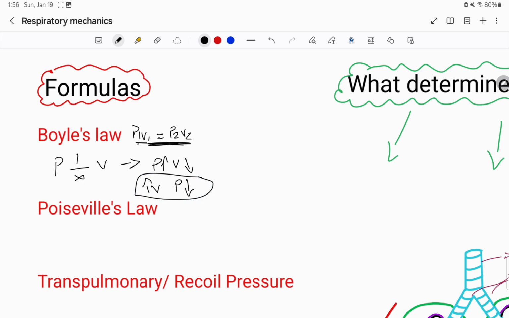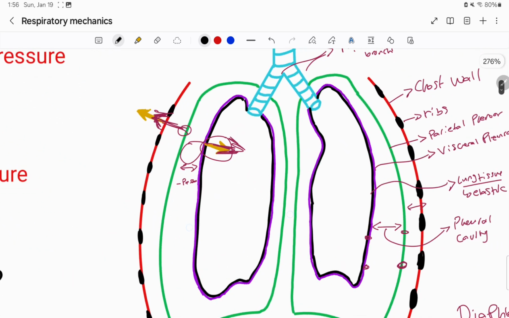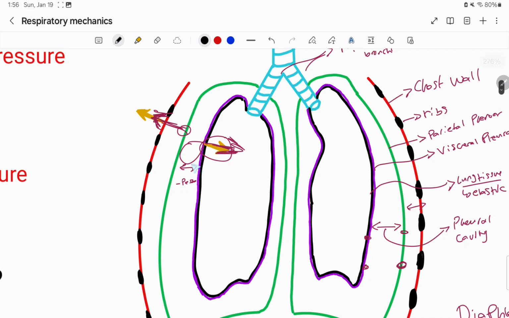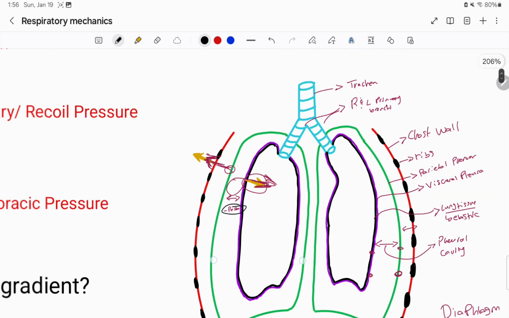Okay, so we can relate this to this pleural space. We said that the volume in this space was increasing because of the lungs pulling on the visceral pleura and the chest wall pulling on the parietal pleura to create this pleural space. And they're expanding the volume in here. If they're expanding the volume in here, that means the pressure is going down. That's why we have a negative pressure in this space.